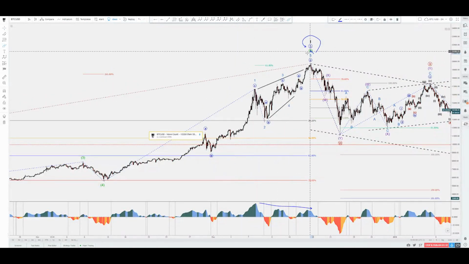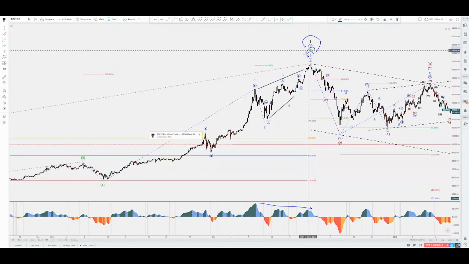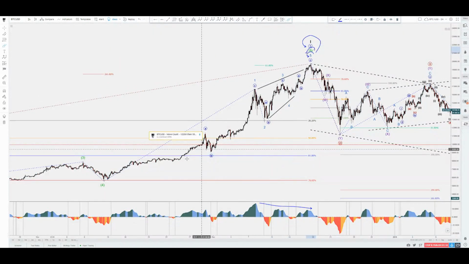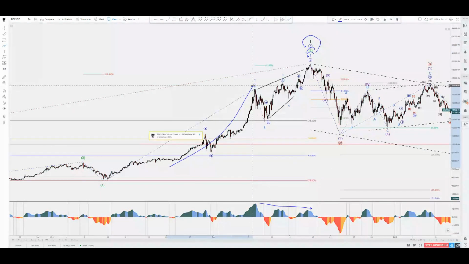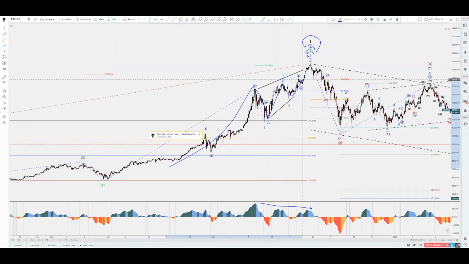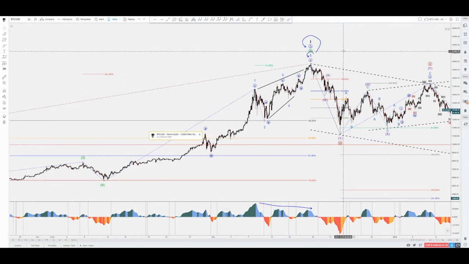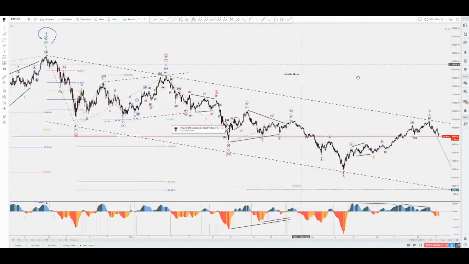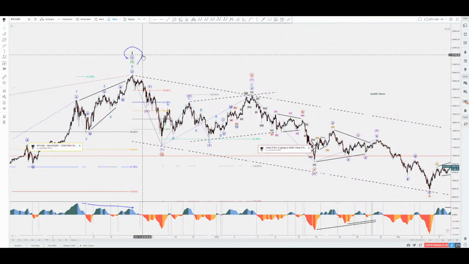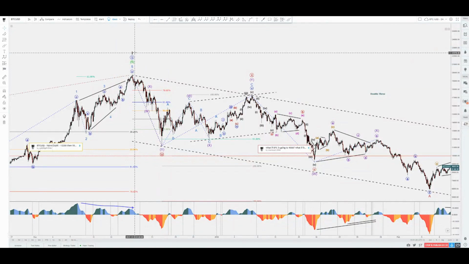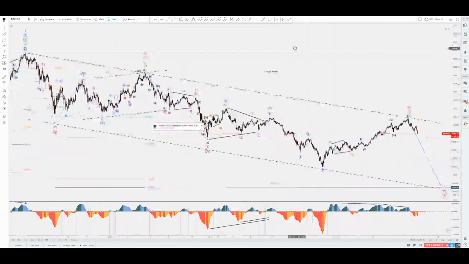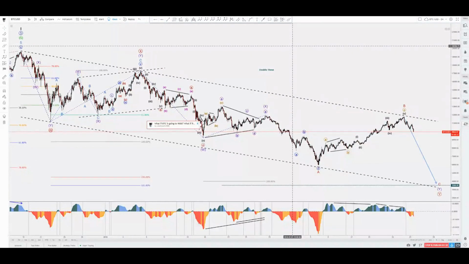The way I see this minor 5 and intermediate 5 is within an ending diagonal right here, with the first wave being the strongest, and then unfolding the ending diagonal at the end of the fifth wave, green intermediate, thus completing primary blue 5, and then cycle wave 1. And ever since then, Bitcoin started falling.